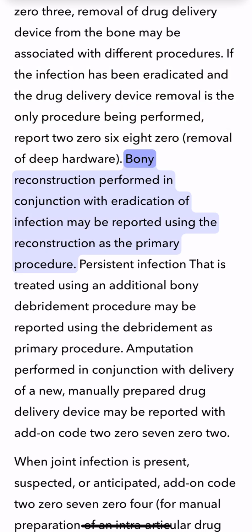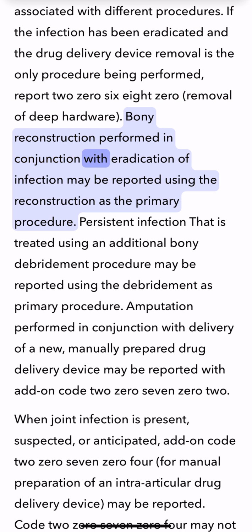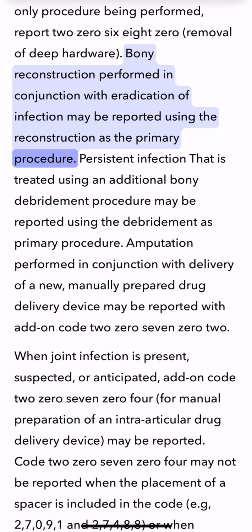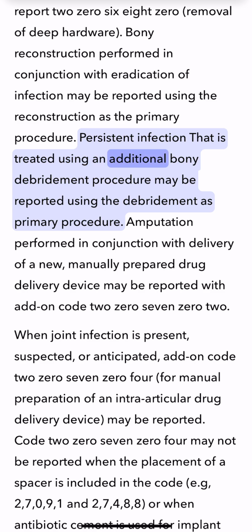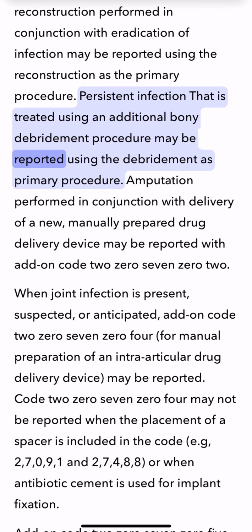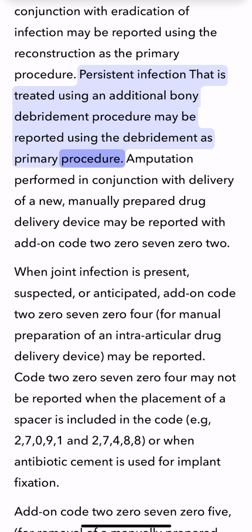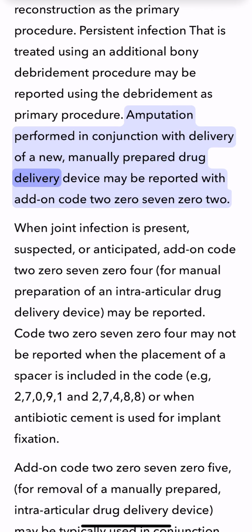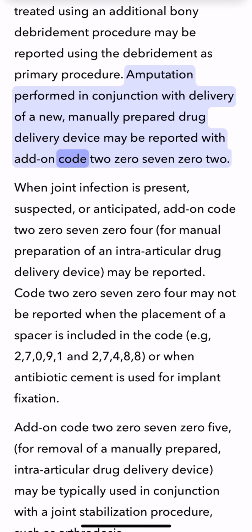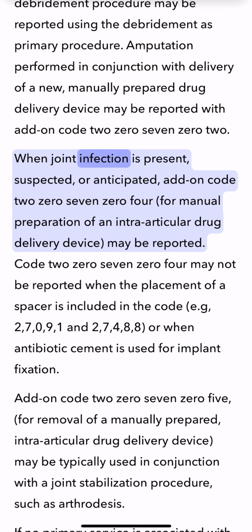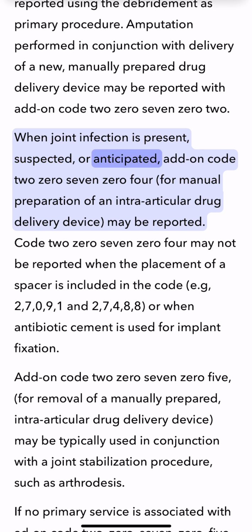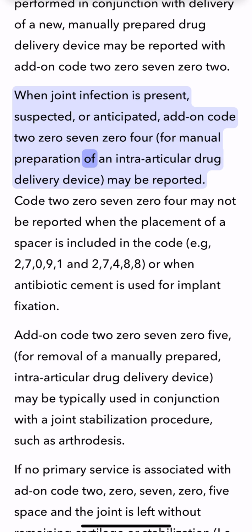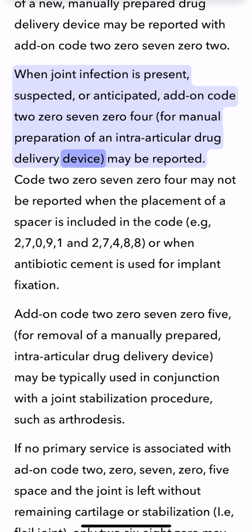Removal of deep hardware, bony reconstruction performed in conjunction with eradication of infection may be reported using the reconstruction as the primary procedure. Persistent infection that is treated using an additional bony debridement procedure may be reported using the debridement as primary procedure. Amputation performed in conjunction with delivery of a new, manually prepared drug delivery device may be reported with add-on code 20702. When joint infection is present, suspected, or anticipated, add-on code 20704, for manual preparation of an intra-articular drug delivery device, may be reported.